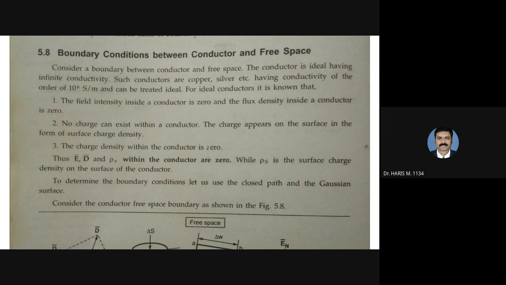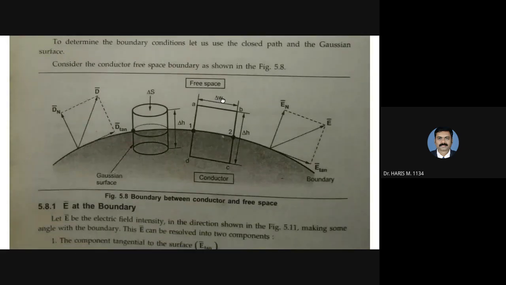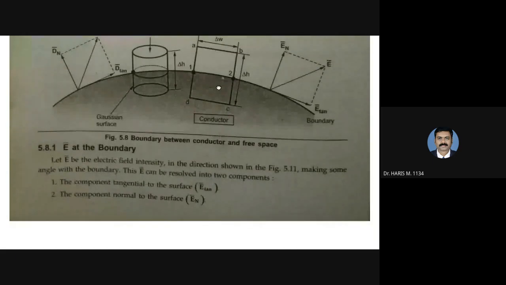Okay, so rho V represents the volume charge density within the conductor, which is zero. While the rho S value is the surface charge density on the surface of the conductor. To determine the boundary conditions, we are going to use a closed path and a Gaussian surface. So we will consider this conductor free space boundary. Now let us see the corresponding equations.